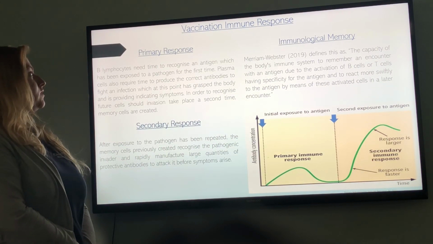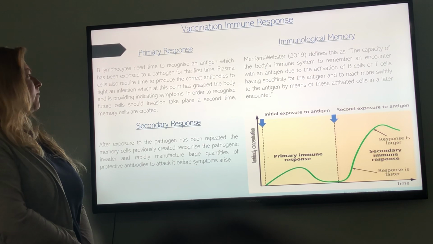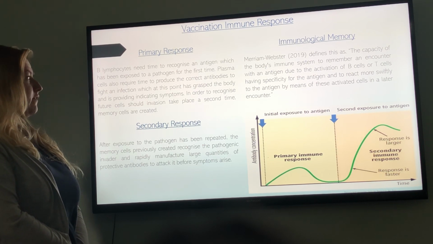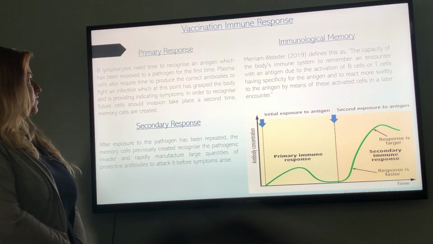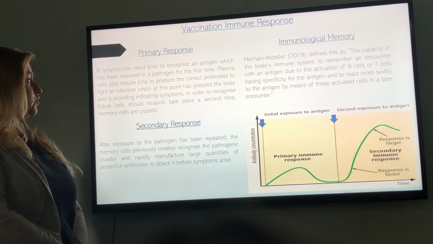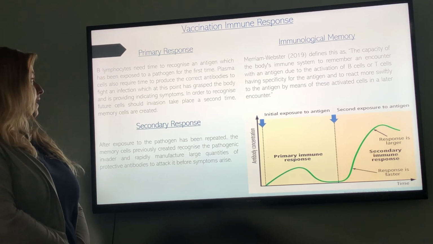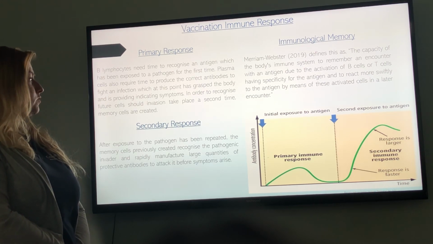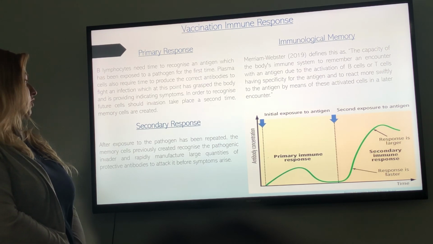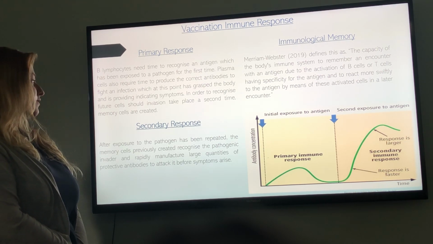Vaccination immune responses. The primary response: B lymphocytes need time to recognise an antigen which has been exposed to a pathogen for the first time. Plasma cells also require time to produce the correct antibodies to fight an infection which at this point has gripped the body and is also producing symptoms. In order to recognise future cells should invasion take place a second time, memory cells are created.